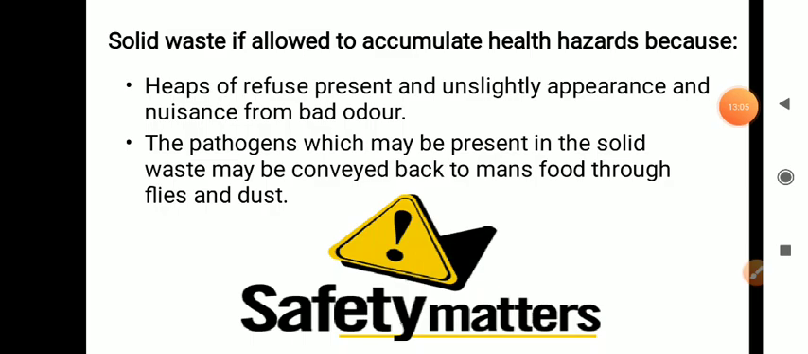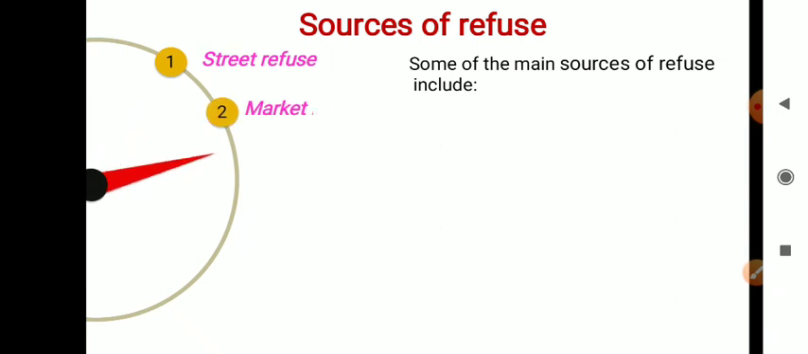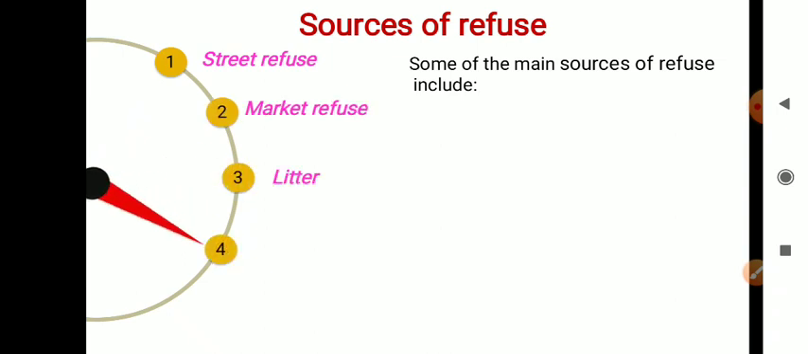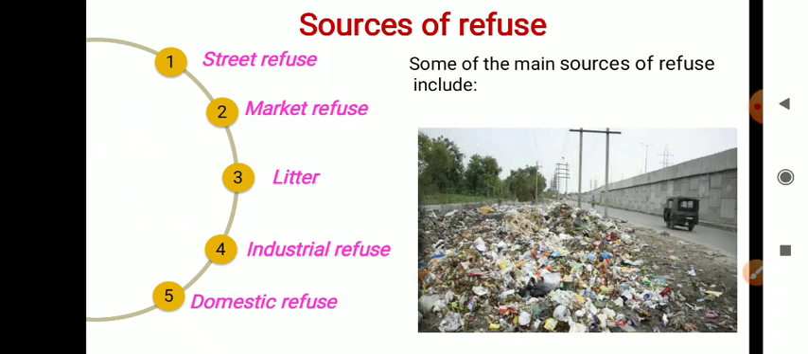In the next we will see the sources of refuse, from where the waste is being produced. So the first one is street refuse, then market refuse, litter, industrial refuse and domestic refuse. We will discuss one by one. Street refuse is that which is collected by the street cleansing services and scavenging, and is called street refuse.